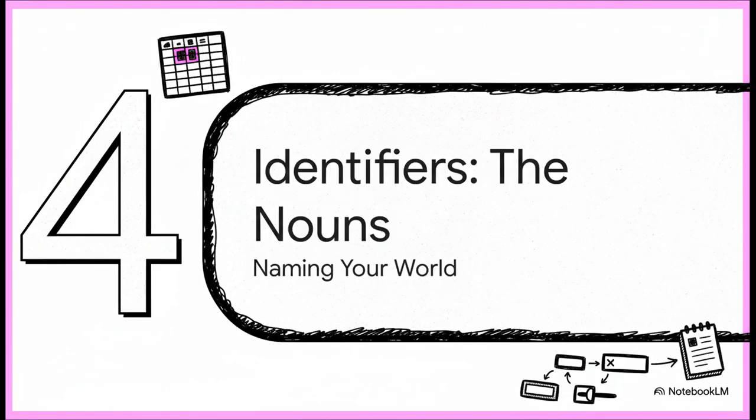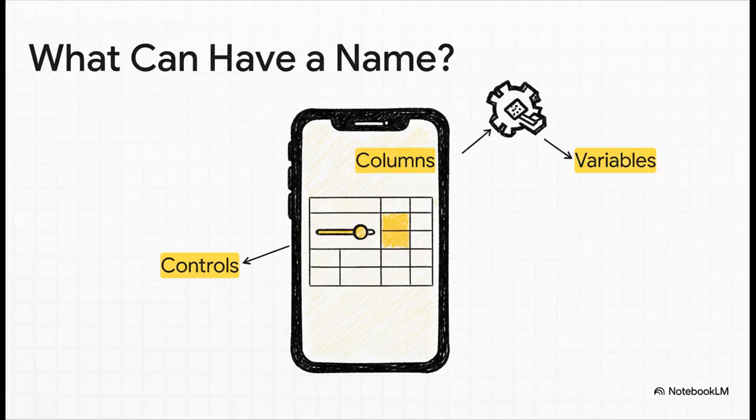Okay, so we've got our action words, now we need our nouns. Let's talk about identifiers. This is just how we give a name to every single part of our app's world so that we can talk about it in our formulas. So, what can you name? Pretty much anything you interact with. An identifier could be a control like a slider or a button. It could be a column in your data like price or quantity. It can even be a temporary variable you create. If you can see it or use it in your app, you can give it a name.